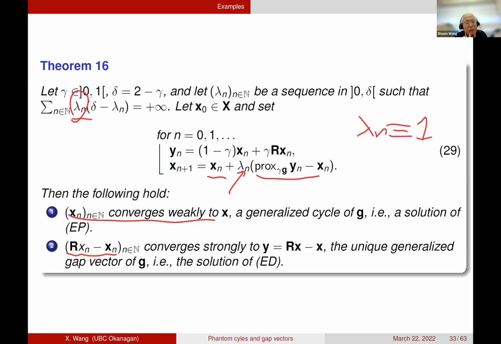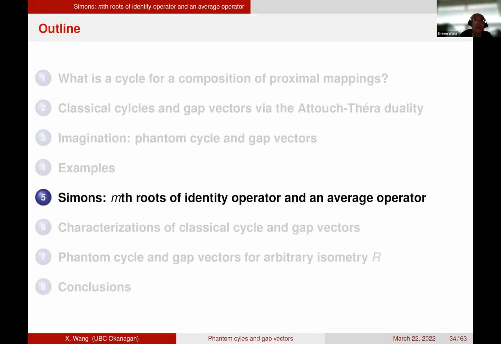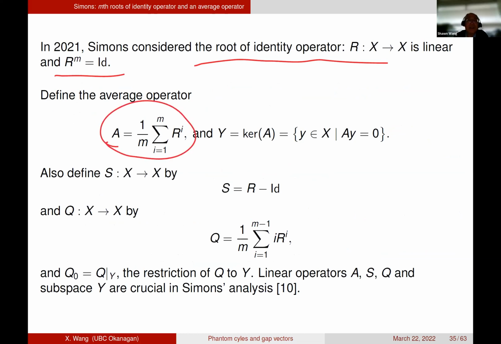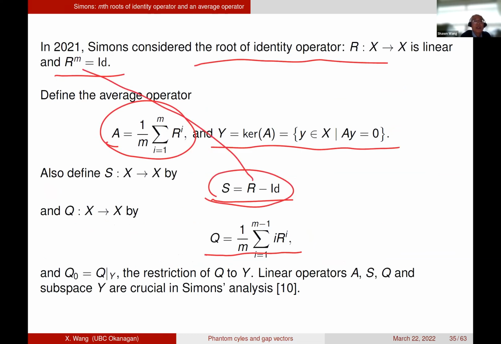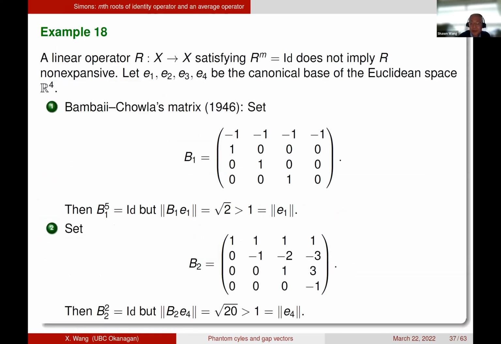So the Bombay Choa matrix, this guy, B to the power 5 equals identity, but it's not non-expansive. Similarly, the Turnbull matrix has B to the power 3 equal to identity, but it's not non-expansive. Those examples are inspired by the work of Nicholas Higham, the matrix book. However, you have the following result. If R^m equals identity and R is linear, then the following are equivalent: R is non-expansive, and R is an isometry. That is the property we will use often later.